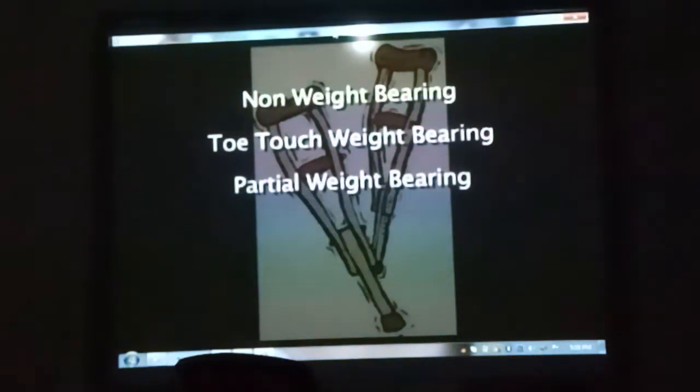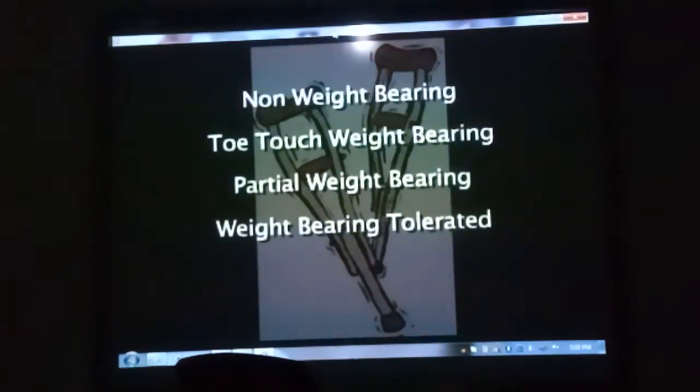When a specific weight is not provided, minimal weight bearing should be permitted on the involved lower extremity until a specific amount is confirmed by the referring physician. Weight bearing is tolerated. The patient determines the amount of weight bearing that will occur on the involved lower extremity. The amount of weight bearing permitted may vary from minimal to full, depending on the tolerance of the patient. Full weight bearing. The patient is permitted full weight bearing on the involved lower extremity.